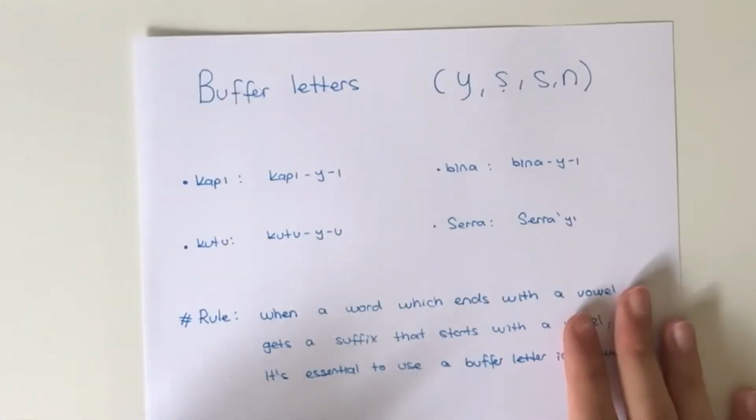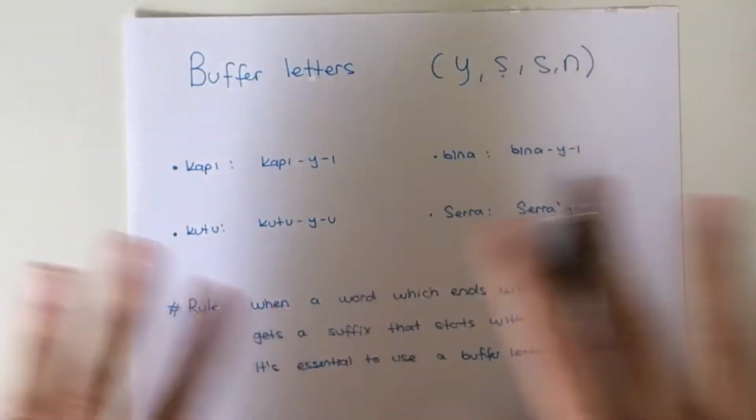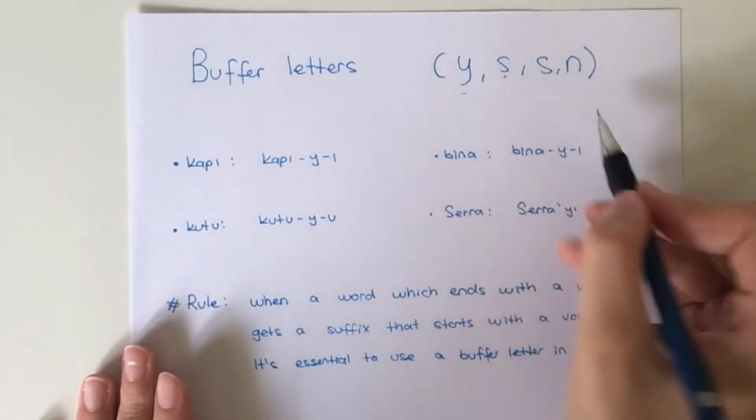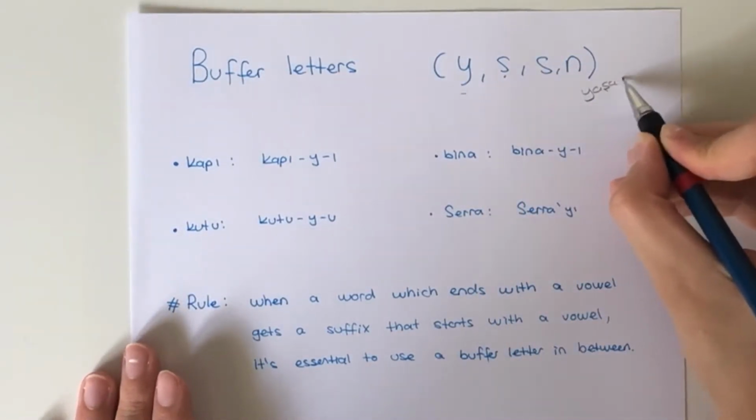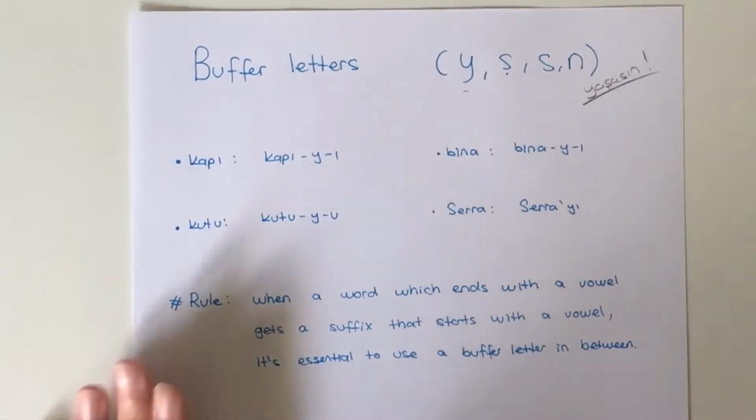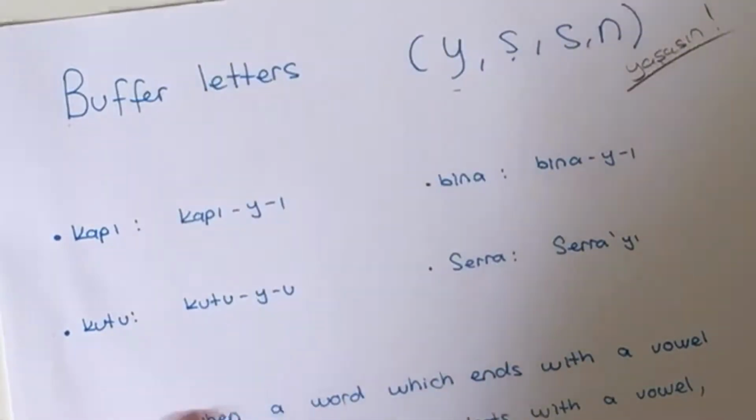We have buffer letters. They separate two vowels. So they are y, s, n. Our teachers taught us this as yaşasın. It means hooray. So let's start.